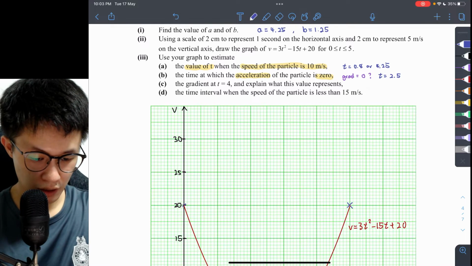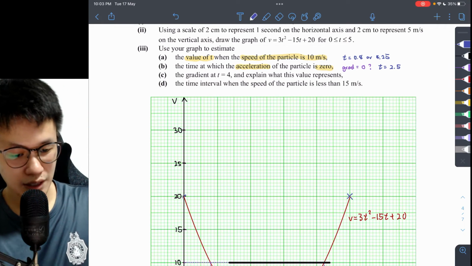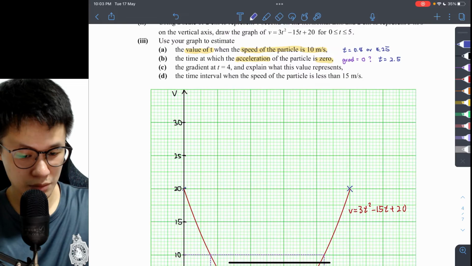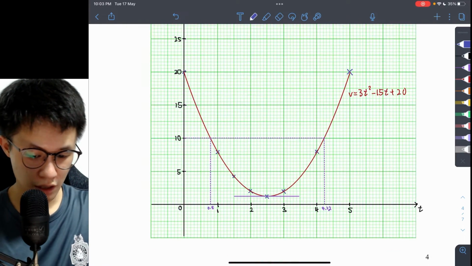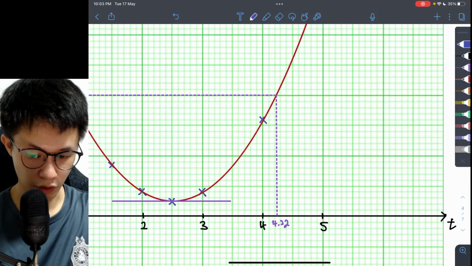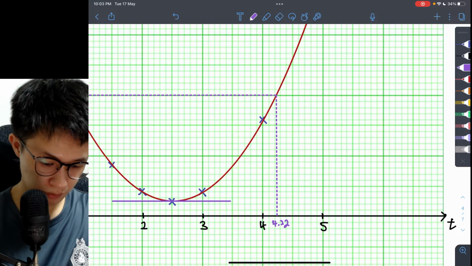Next: estimate the gradient at t equals 4 and explain what this value represents. So we're going to find the gradient at t equals 4. So you draw a line.